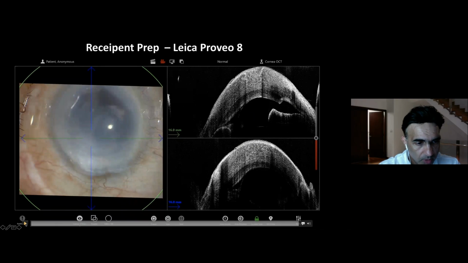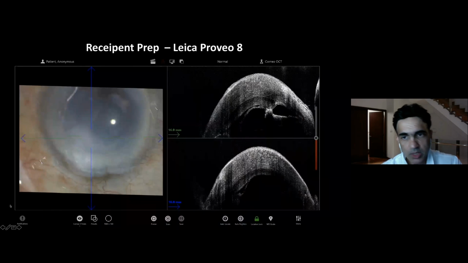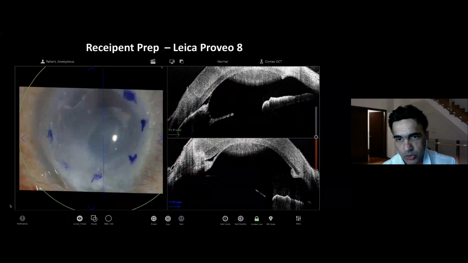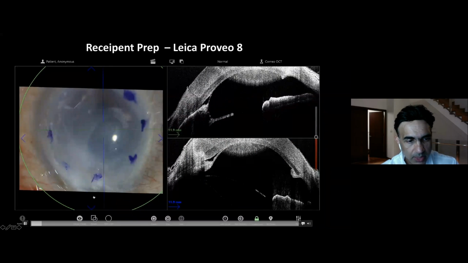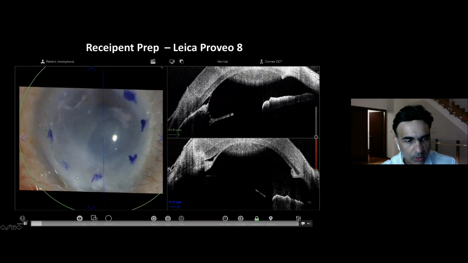So this is the case that you saw. This is a previous DSAEK. This is quite a difficult case that you can consider doing DMEK on. And so the first thing is getting a good idea of what's happening inside the anterior chamber with the crosshairs.